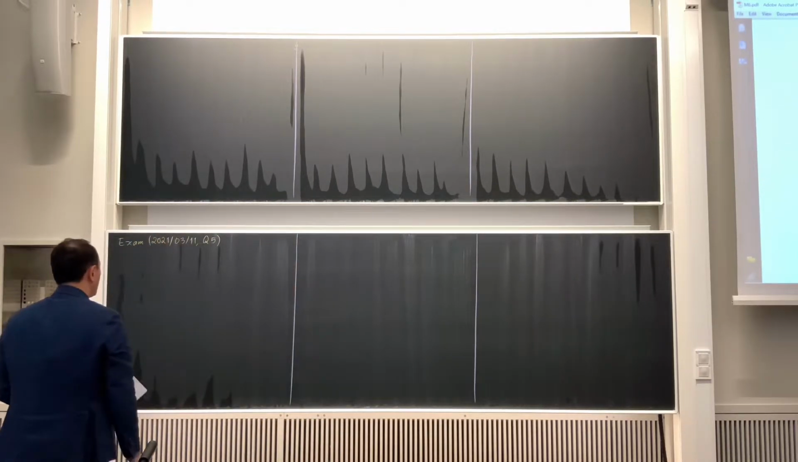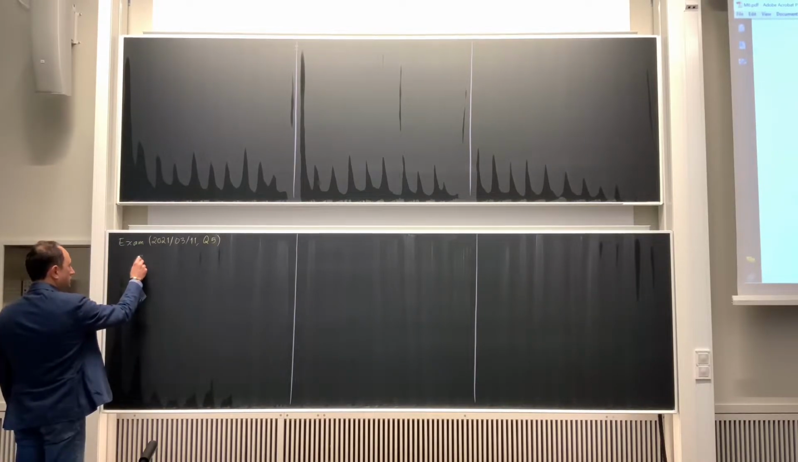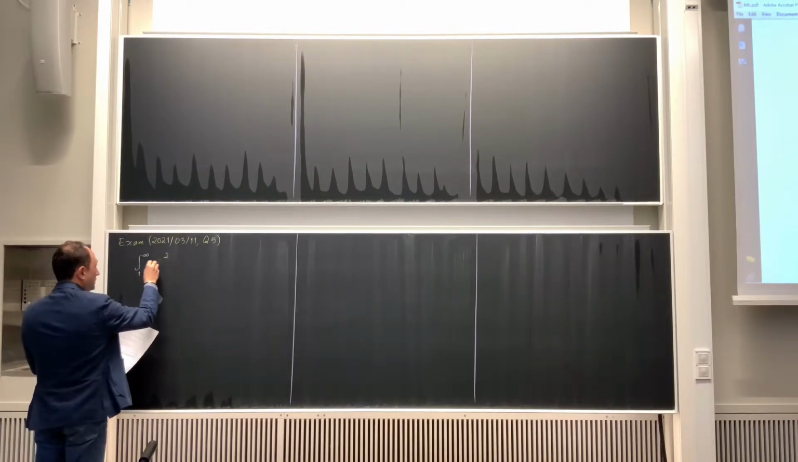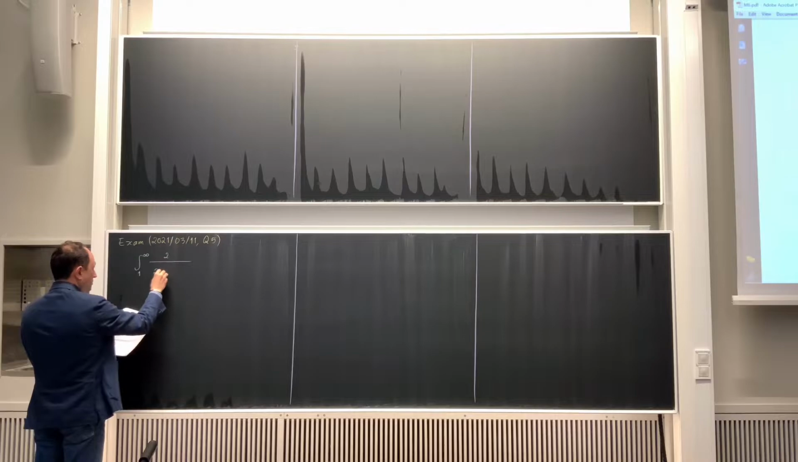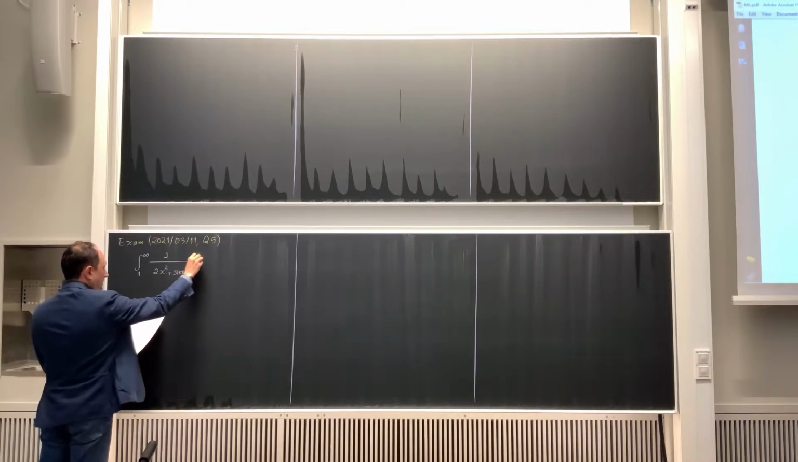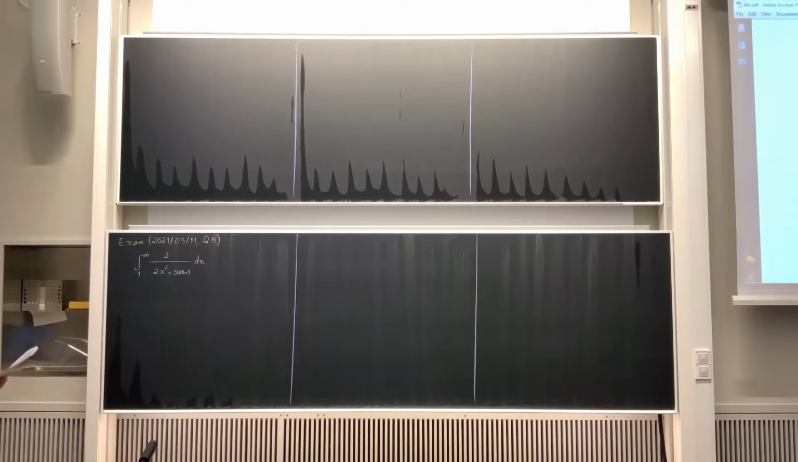Okay, so we want to show that this integral converges. The integral is the integral from 1 to infinity of 2 over 2x squared plus sine of x plus 1 dx. Yes, this is your integral. You want to show that this converges. Of course, you could feel that this is convergent.